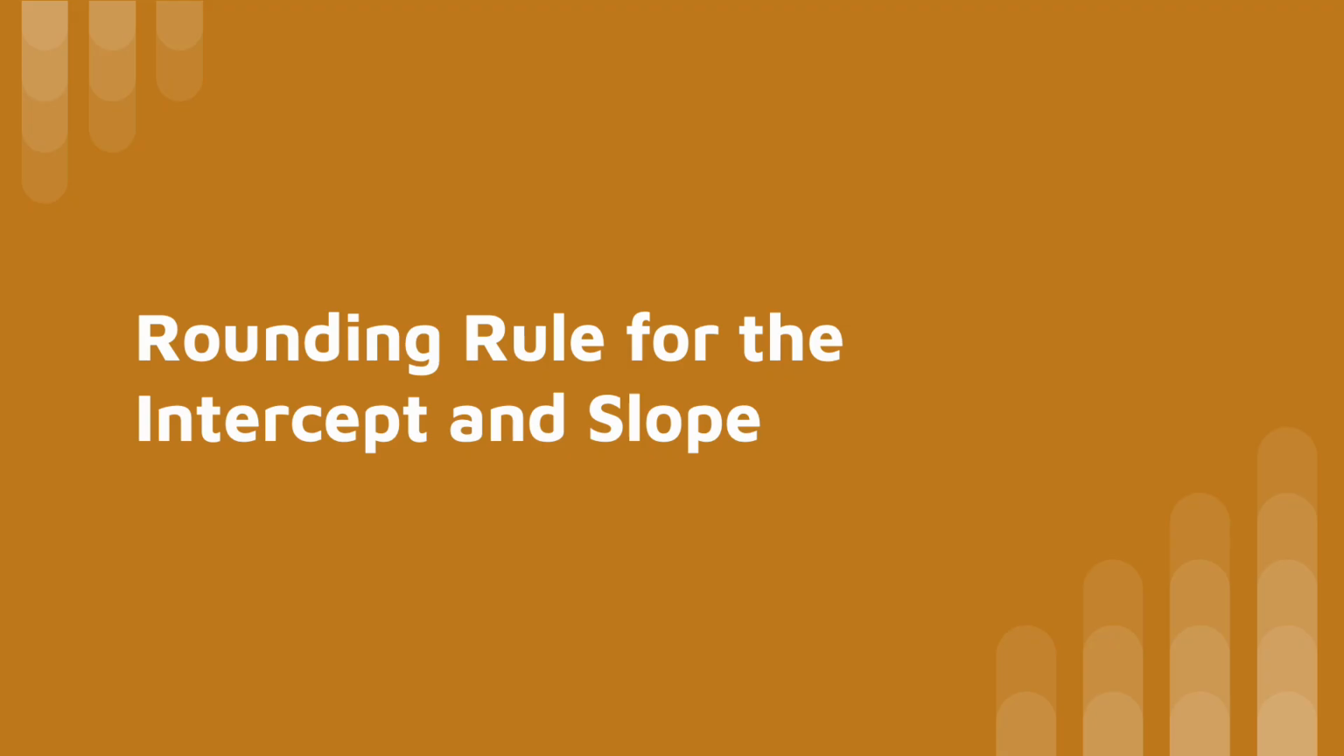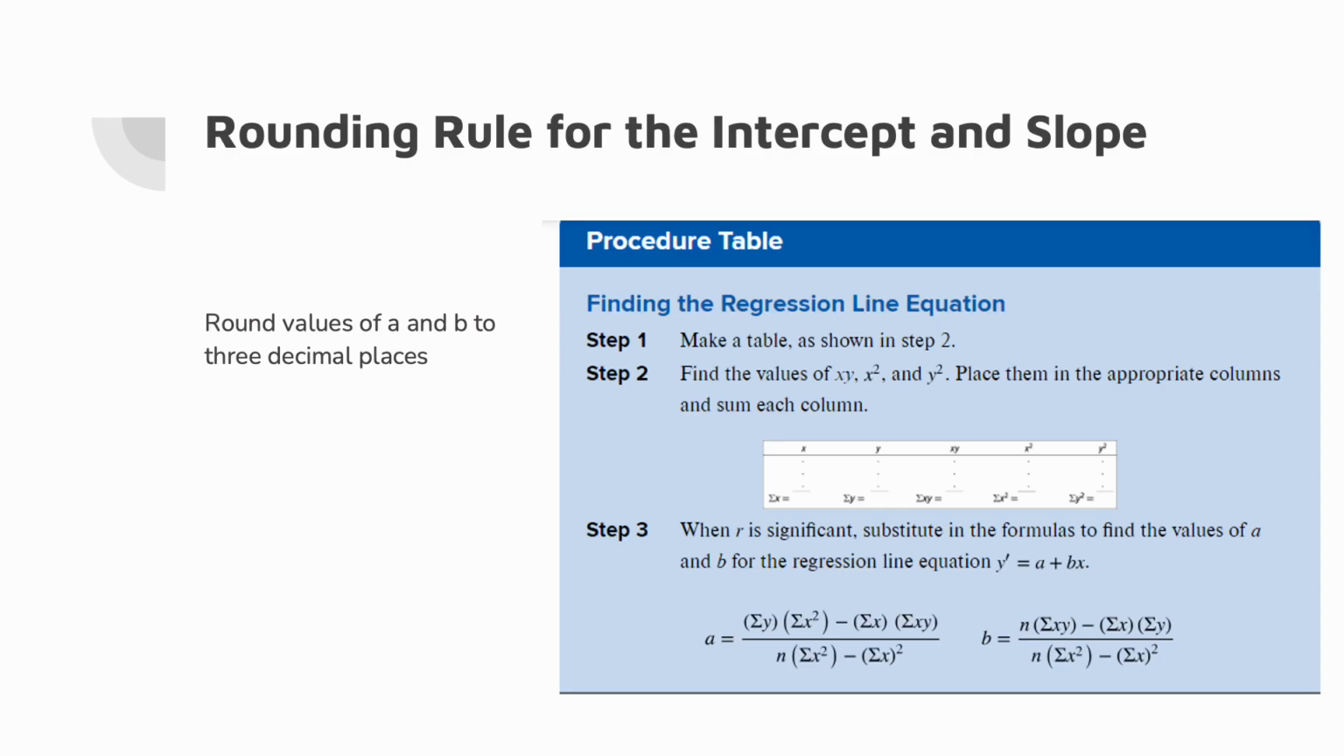Moving on, we have the rounding rule for the intercept and slope. So we have to round the values of a and b to 3 decimal places. So in order to find the regression line equation, we first have to make a table, and then we have to find the values of x squared and y squared and put them in their appropriate places in the column. And if r is significant, we substitute in the formulas to find the values of a and b for the regression line equation.